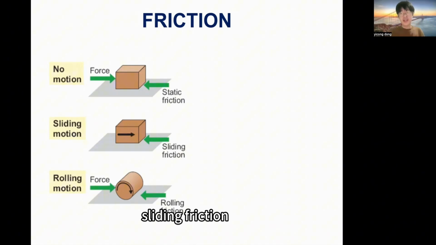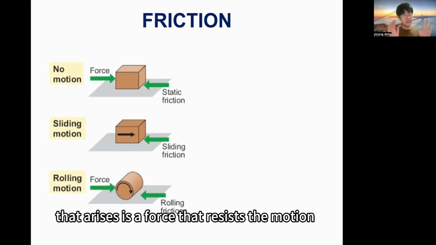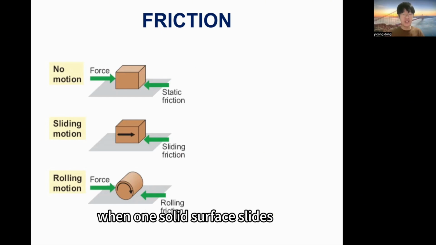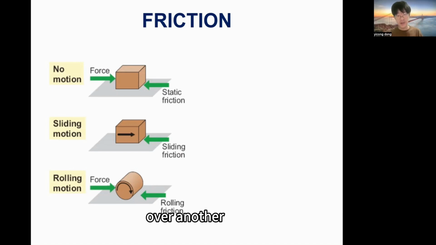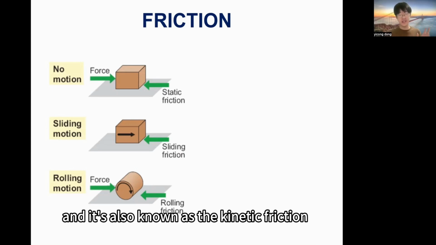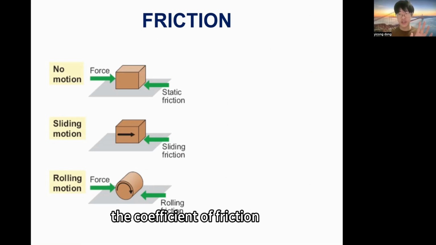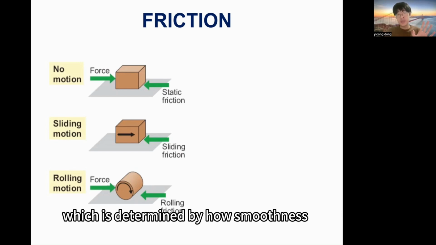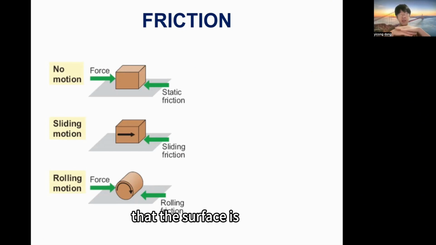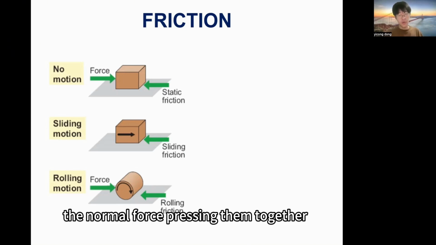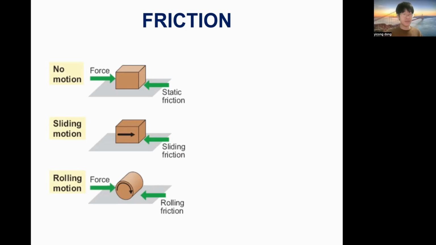Sliding friction is a force that resists the motion when one solid surface slides over another, and it's also known as kinetic friction. Its magnitude is determined by the coefficient of friction, which depends on how smooth the surface is, multiplied by the normal force pressing the surfaces together.